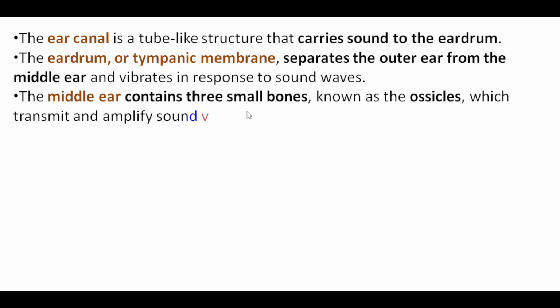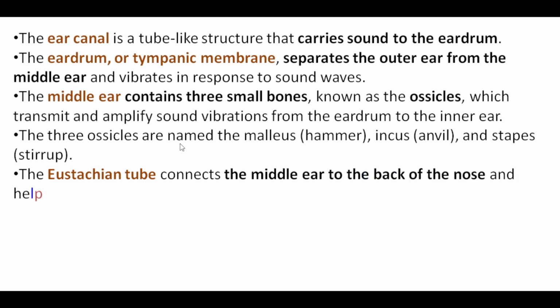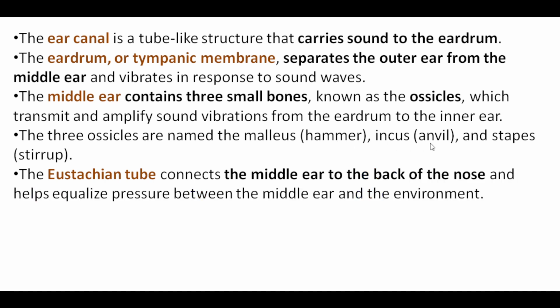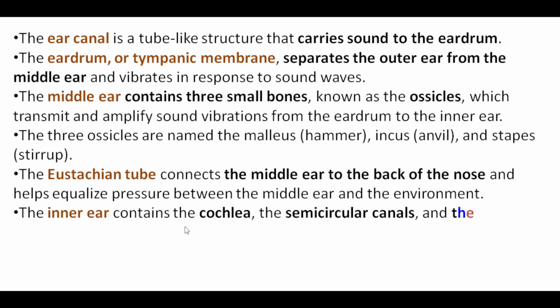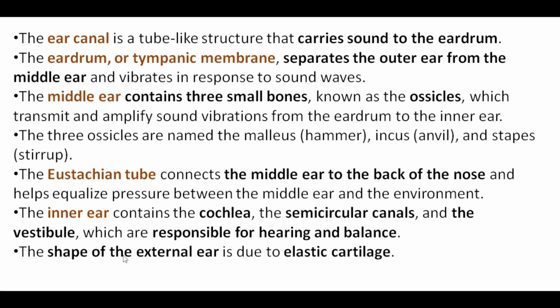The middle ear contains three small bones known as ossicles, which transmit and amplify sound vibrations from the eardrum to the inner ear. The three ossicles are named the malleus, hammer as it is called, incus, anvil as it is called, and stapes, also called stirrup. The eustachian tube connects the middle ear to the back of the nose and helps equalize pressure between the middle ear and the environment. The inner ear contains the cochlea, the semicircular canals, and the vestibule, which are responsible for hearing and balance. The shape of the external ear is due to elastic cartilage.